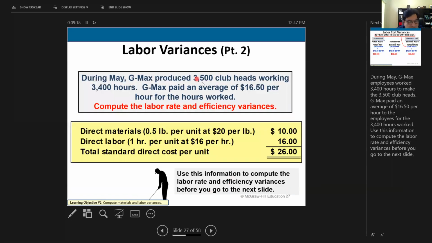So we produced 3,500 clubs. You actually worked 3,400 hours. For producing 3,500 clubs, how many hours were you allowed? 3,500. So you are allowed 3,500 hours, you used up 3,400 hours. Would this efficiency variance be favorable or unfavorable? Favorable. Why? Because you used less.